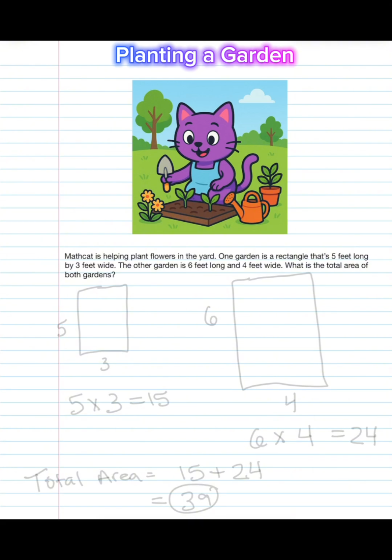MathCat is helping plant flowers in the yard. One garden is a rectangle that's 5 feet long by 3 feet wide. The other garden is 6 feet long and 4 feet wide. What's the total area of both gardens? So let's draw a picture. So you have one that's 5 feet by 3 feet. So you're always going to start with your picture so you can see what's going on and what you're trying to solve for. And the other one is 6 feet long and 4 feet wide. What's the total area of both gardens?